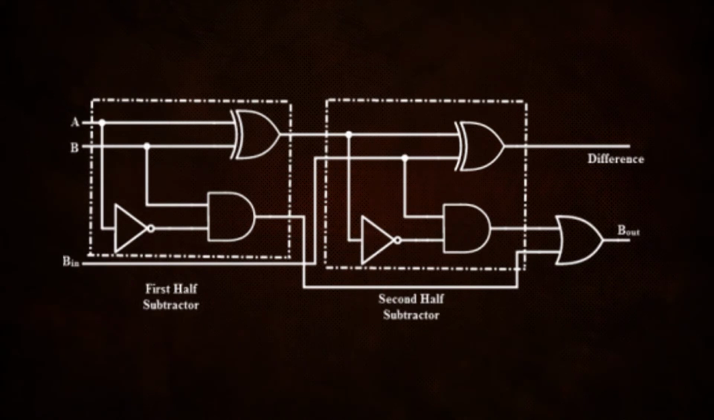How do you get Bout? Borrow output. Inputs of first half subtractor are A and B. Its borrow is A complement B. What are the inputs of second half subtractor? A XOR B and Bin. So, borrow from second half subtractor is (A XOR B) complement dot Bin. The logical sum of these two borrows gives us the final borrow output, that is A complement B plus (A XOR B) complement dot Bin. With this, we completed 2 bits and 3 bits subtraction.